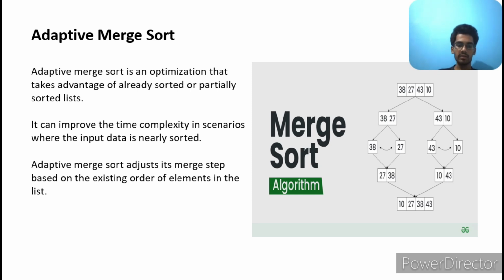Adaptive merge sort adjusts its merge steps based on the existing order of elements in the list. When there are more unsorted elements, more steps take place. When the disorder in the list is reduced, merge sort takes fewer steps to sort the elements.